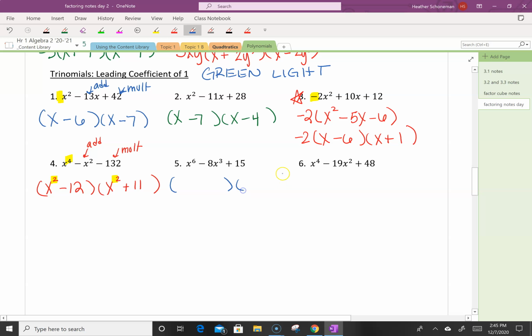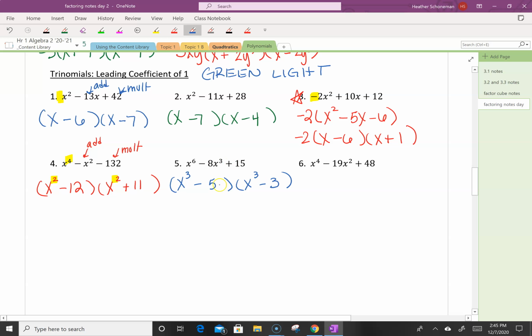Number 5, it's a trinomial. The leading coefficient is 1, so I'm going to go straight to my 2 parentheses. Normally I'd have an x and an x, but that multiplies to x squared, and I need it to multiply to x to the 6th. So instead, I'm going to have x cubed and x cubed. Now I'm looking for 2 numbers that multiply to 15 and add to -8. Those numbers would be -5 and -3.